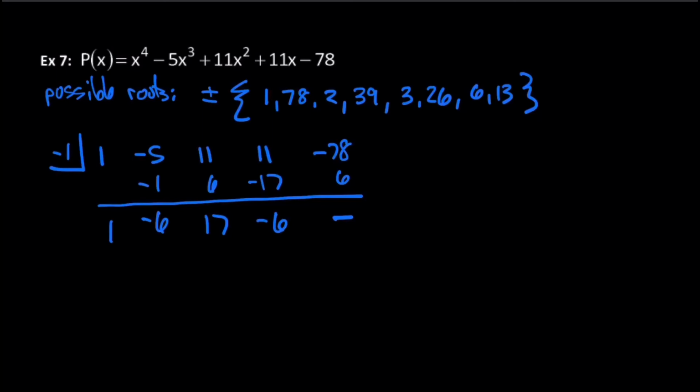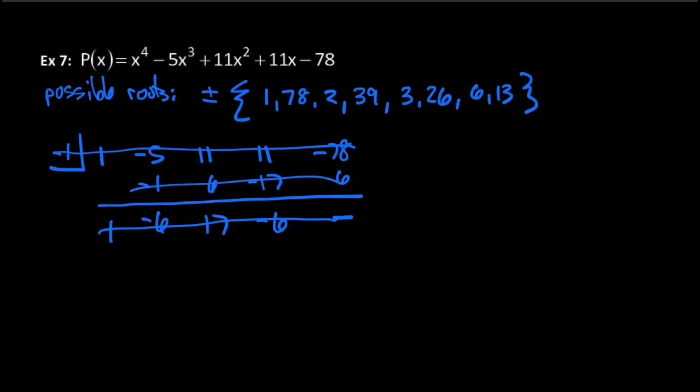So does this tell me something, though? Let's investigate. I tried a negative number, so maybe this could be a lower bound. Do my signs alternate? Plus, minus, minus. Ugh. No, they do not. So it's not a lower bound. This doesn't tell me a whole lot other than -1 is not a root. Okay, don't erase it. Show me that you tried it and it didn't work.